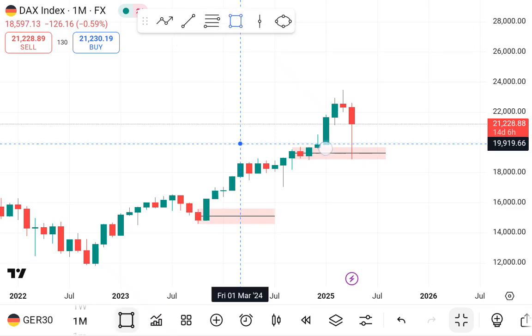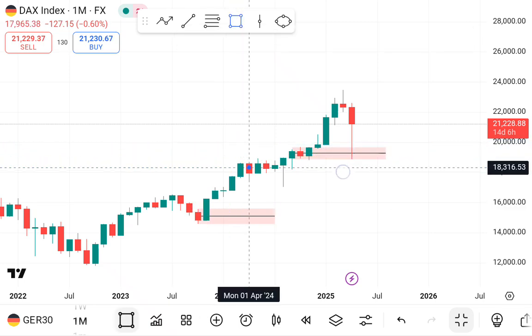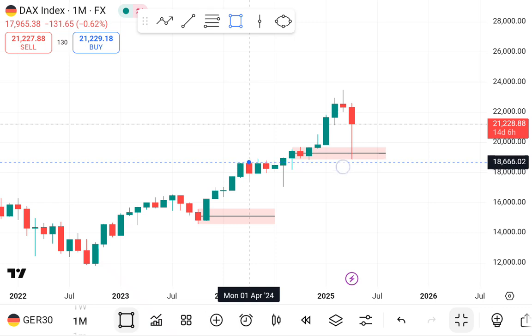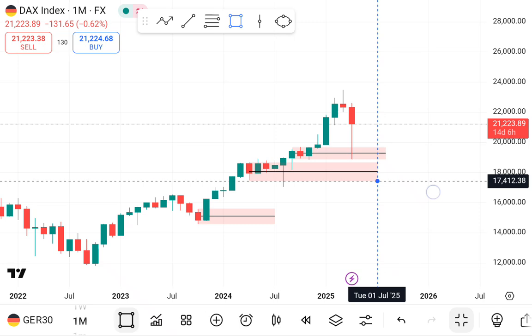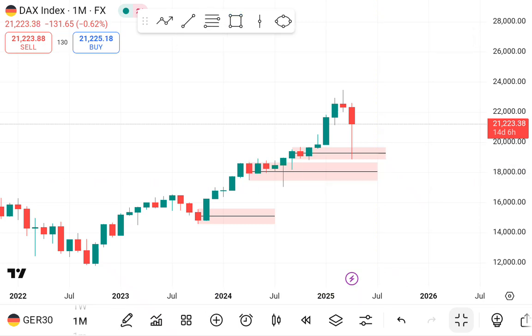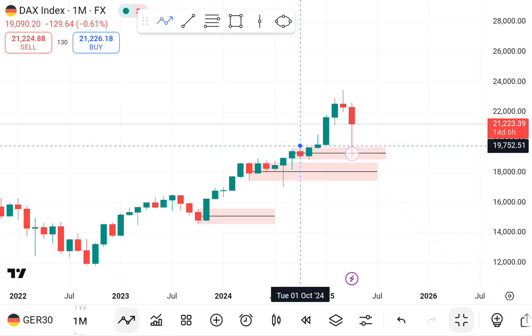So I'm not going to mark all of them, but I'm just going to mark areas where price is likely to react. So these three areas, price is likely to react, right? What is the reason behind price reacting in these areas?